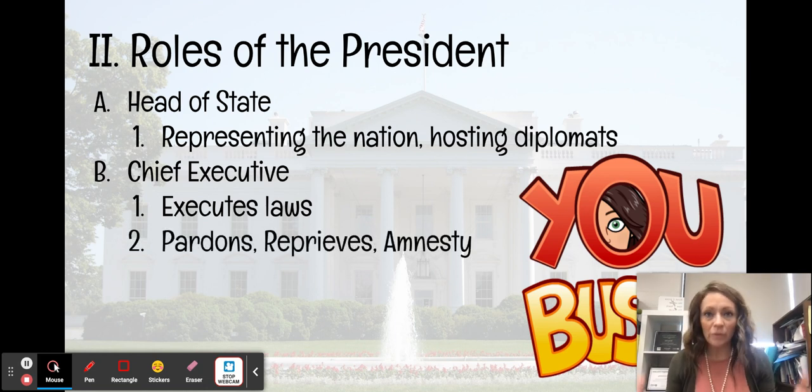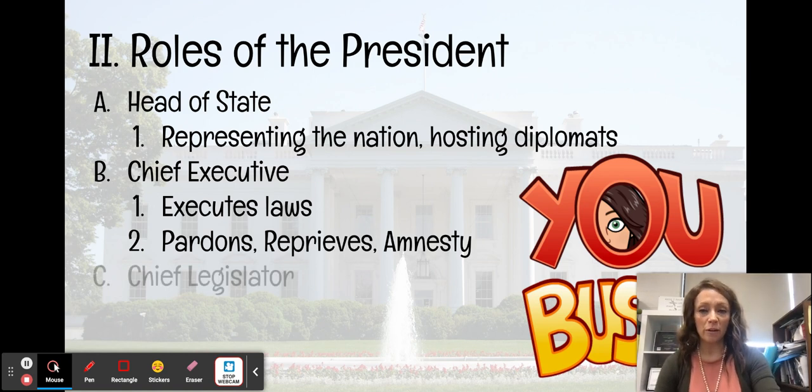And included in his role as the chief executive, he has the ability to grant pardons, reprieves, and amnesty. So a pardon, and you do need to include these in your notes, a pardon is when the president totally forgives a crime, okay? So if you are convicted of a crime, you're in prison or whatever, the president can pardon you for those offenses. The president can also grant reprieves, which is a postponement of punishment. And the president can also grant amnesty, which is essentially a pardon to a whole group of people.